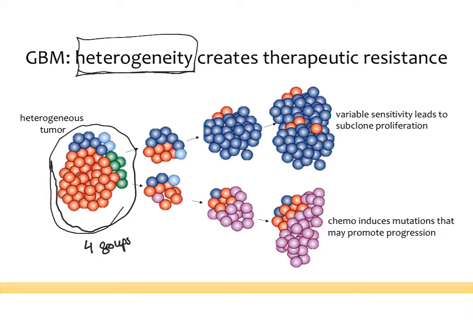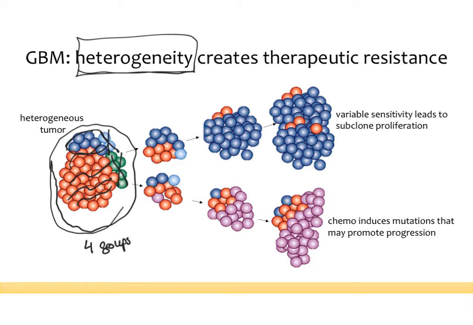So in this top example, you could imagine that your blue cells are highly susceptible to TMZ, as are your green cells. And so these just get completely killed off by your therapy. Your orange cells are somewhat susceptible, and so they get cut down just a little bit. But your blue cells are not susceptible at all, and so they expand over time.